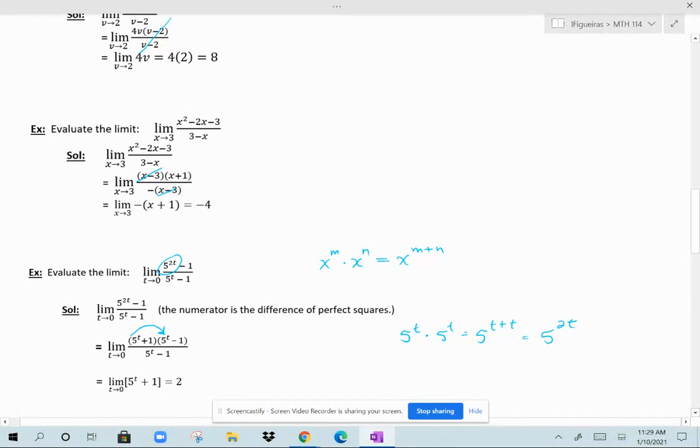That equals the first term in the numerator. And then plus 1 and minus 1 rounds out the difference of perfect squares that we had in the numerator. The denominator stays the same, but then you can see that I can cross out the 5 to the t minus 1, leaving me with only this limit to evaluate. And when you substitute the 0 in for t, anything to the 0 power will be equal to 1. So 5 to the 0 is equal to 1. And 1 plus 1 equals 2 as your limit value.